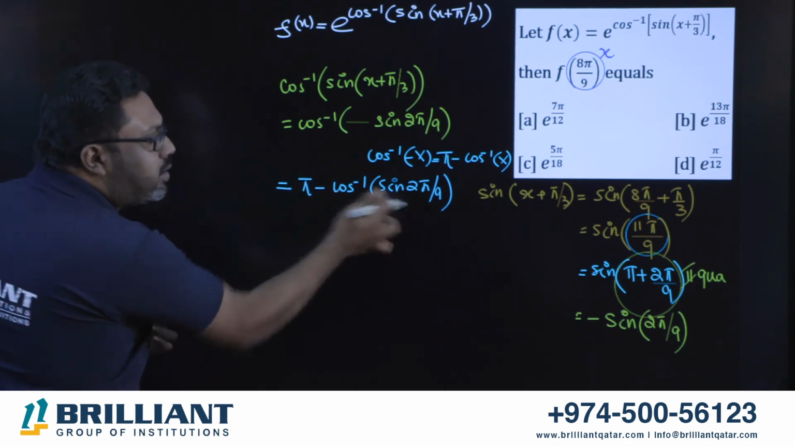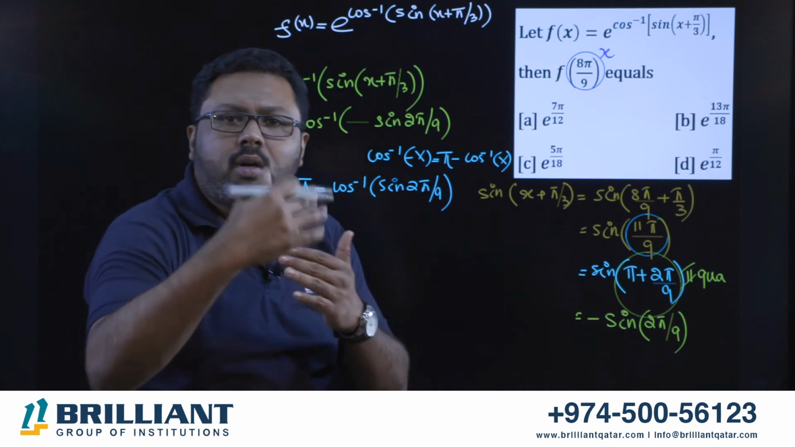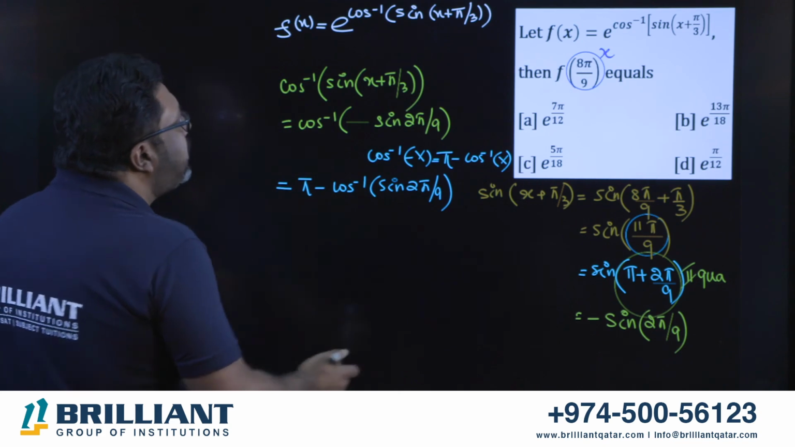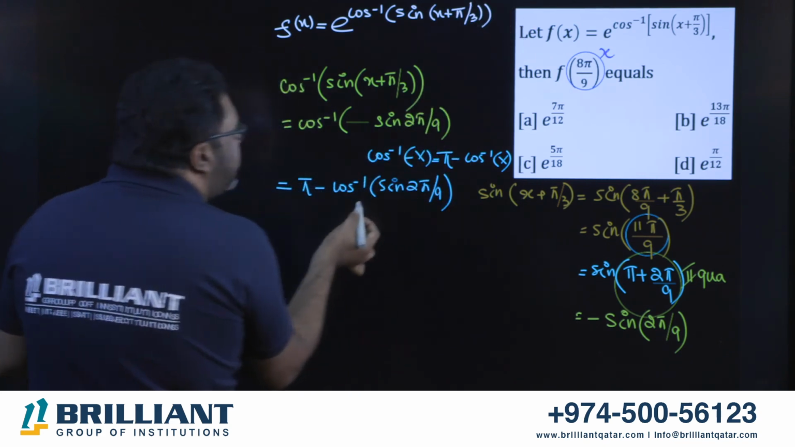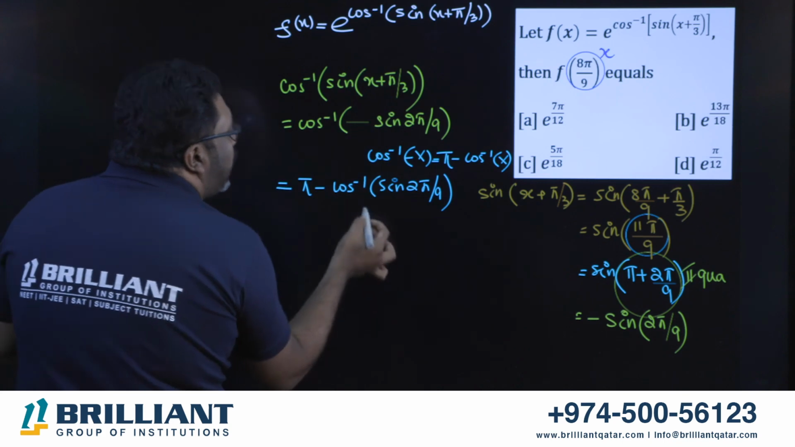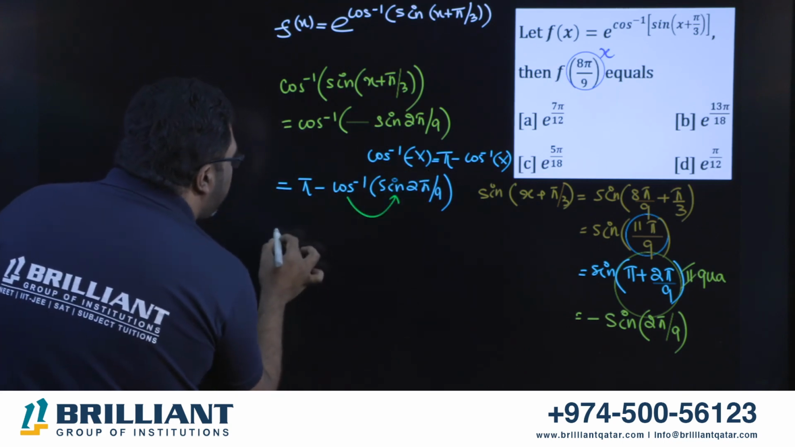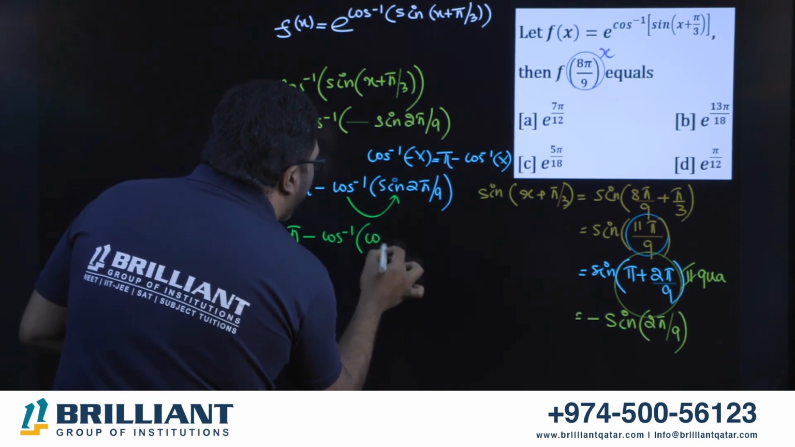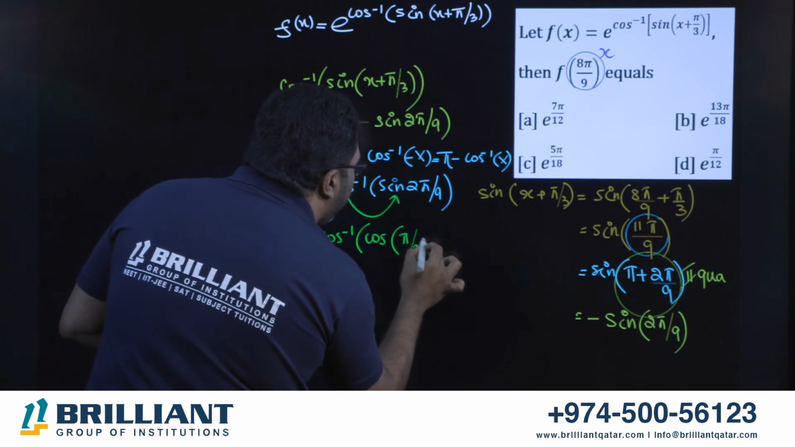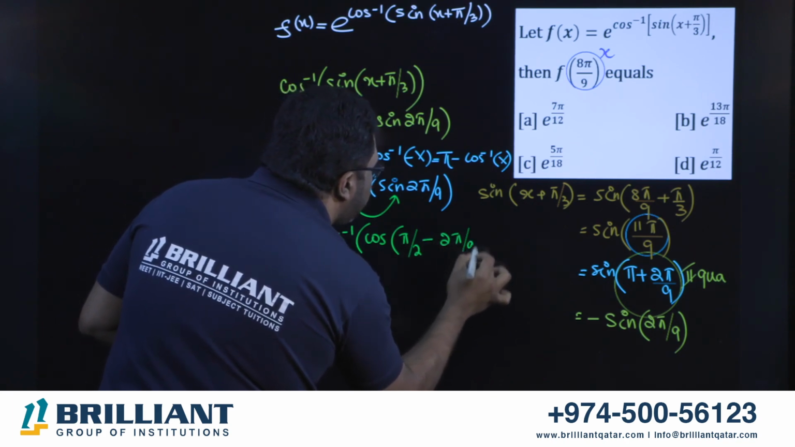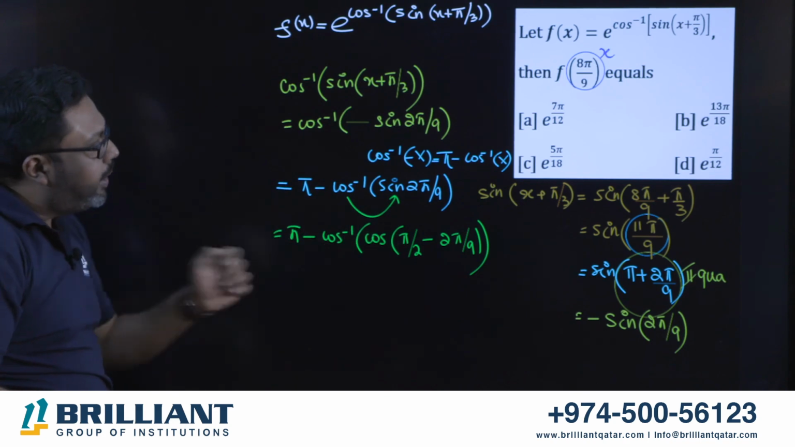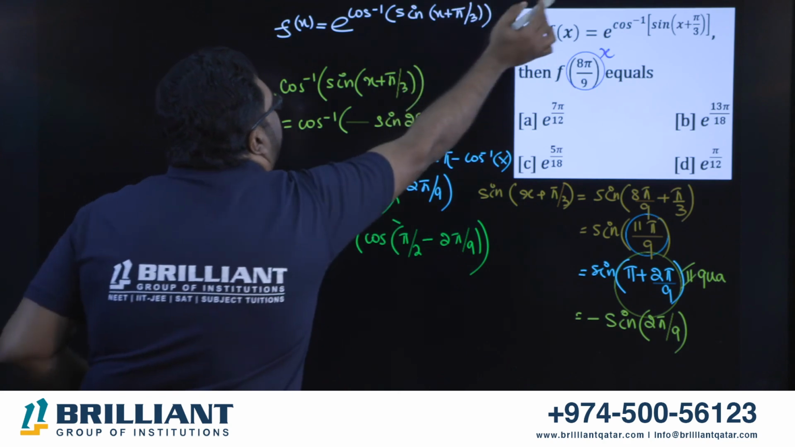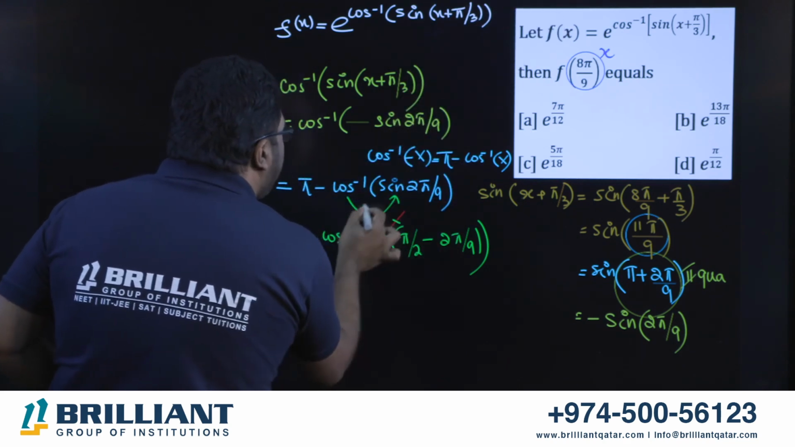But we cannot cancel these two. Yes, we cannot cancel cos inverse and sine. What did I teach you about that? I told you to make it similar, right? How to make it same? We have to convert the sine function. So it's going to become pi minus cos inverse of cos of 90 minus theta. Sine theta is cos 90 minus theta. You can cancel cos inverse and cos.